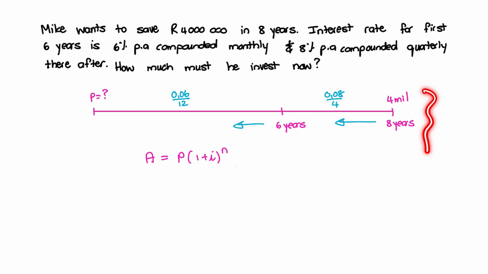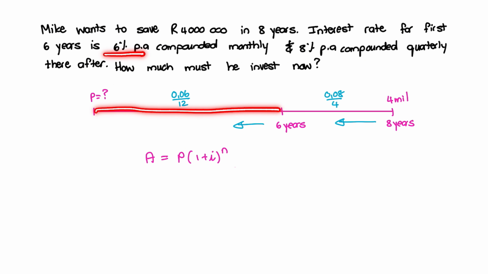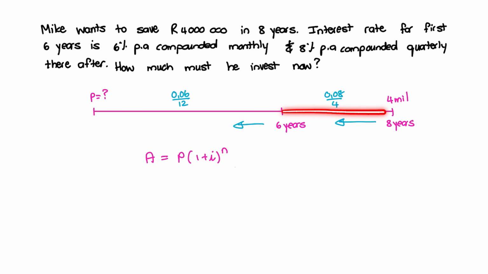So from the information provided, we can draw the following timeline. In 8 years' time, we want to have 4 million rand. We know that for the first 6 years, we earn 6% compounded monthly, and for the next 2 years, 8% compounded quarterly. And this is what's happening here on the timeline.